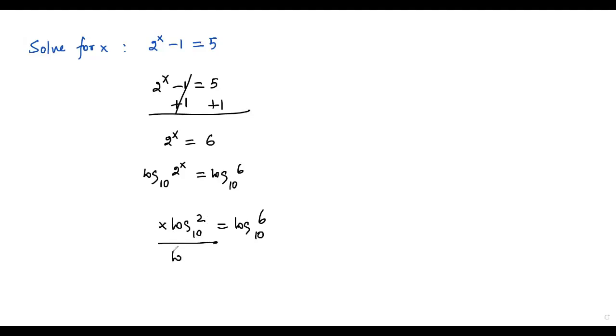Okay, now to solve for x, I have to get rid of this log 2 to the base 10. For that, I have to divide both sides by log 2 to the base 10. This log 2 to the base 10 will cancel out. I get x equals log 6 to the base 10 divided by log 2 to the base 10. So here on the right side, we have division of two logarithms, and for both the logarithms, we have the base 10, that means common logarithm.